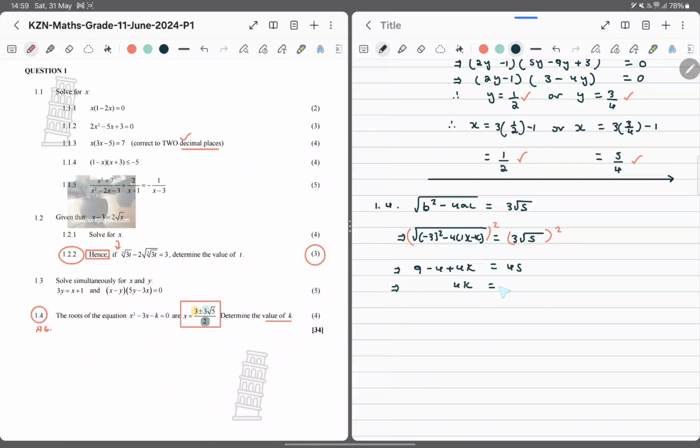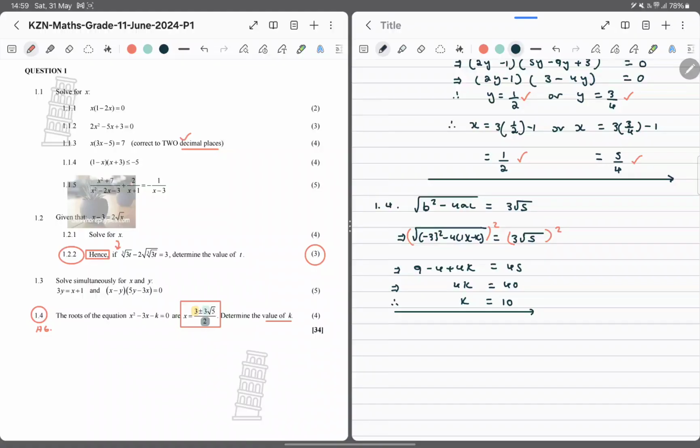So 4k is going to be 9 minus 4, that's 5. We bring it to the other side, we get 40. So therefore, k is what? 10. Okay, so that's good. We are happy now. Everything is good, if not gooder, if not goodest.